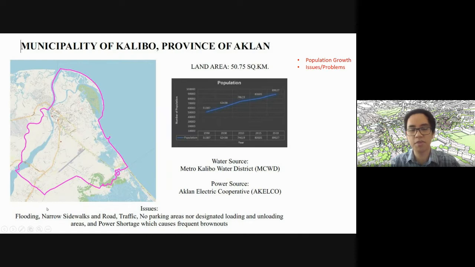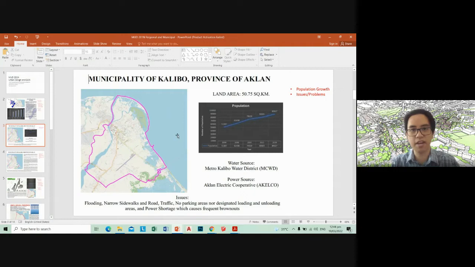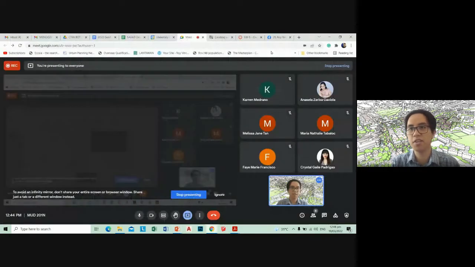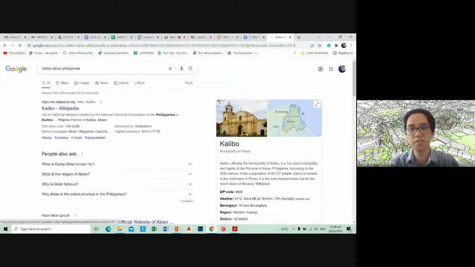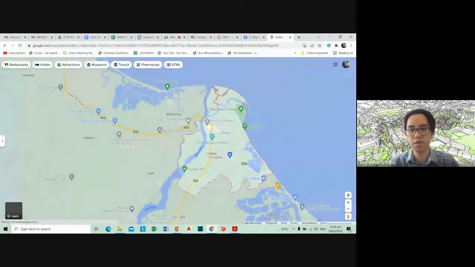The flooding happens because the city is overdeveloped, exceeding the natural boundary of the city, and now it's susceptible to flooding because it's surrounded by a river on one side, and I think an ocean or sea on the eastern side. So let me open up Kalibo real quick because I don't know the names of our seas. Kalibo, Aklan, Philippines. It's surrounded by bodies of water, so it makes sense that it's also prone to flooding.